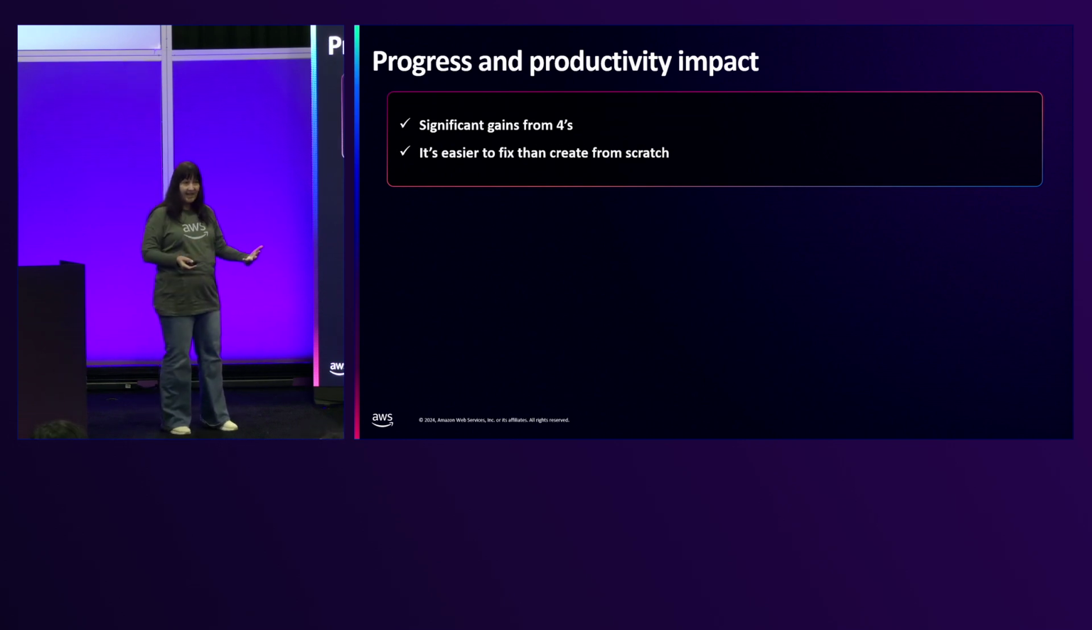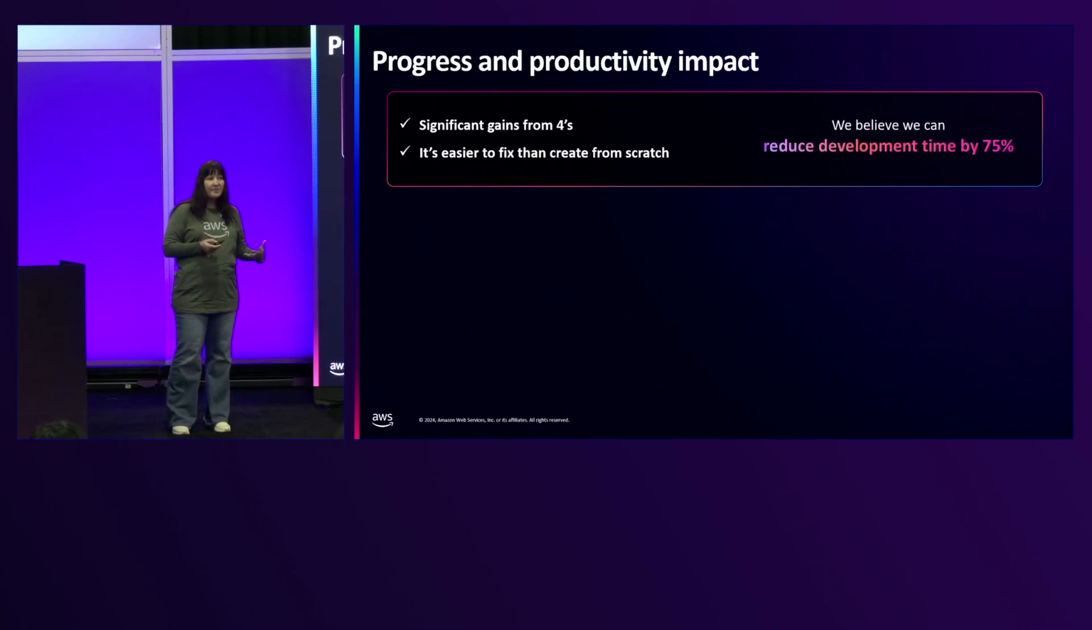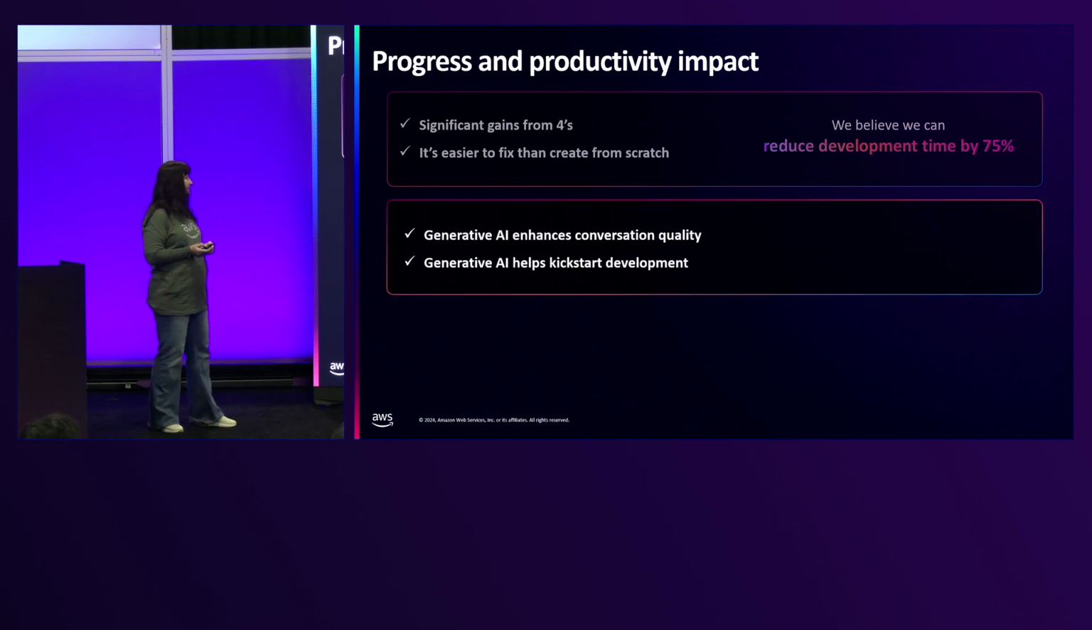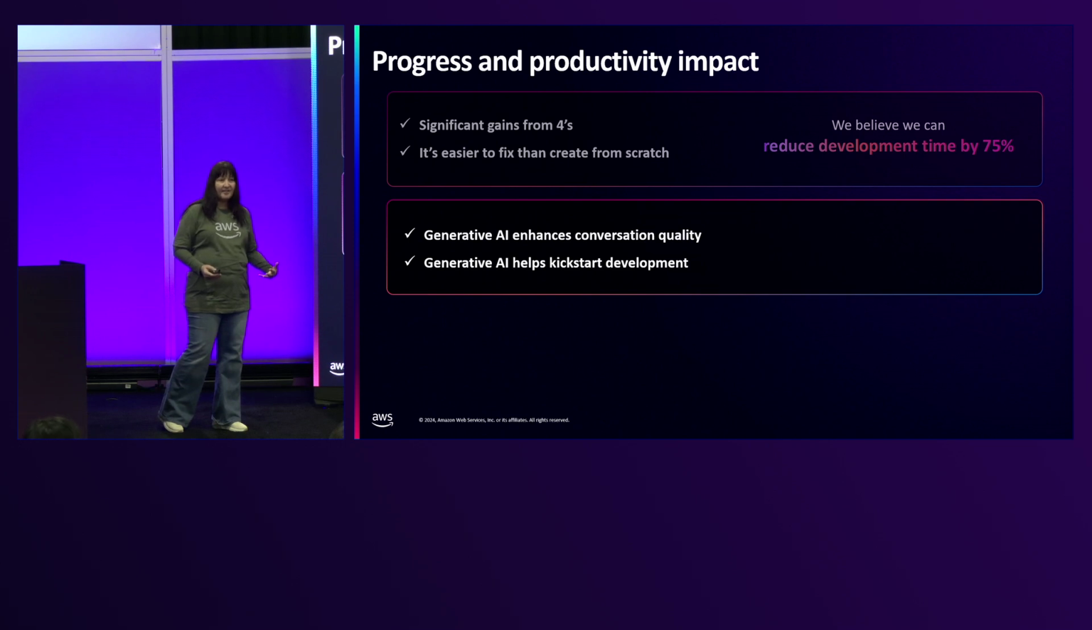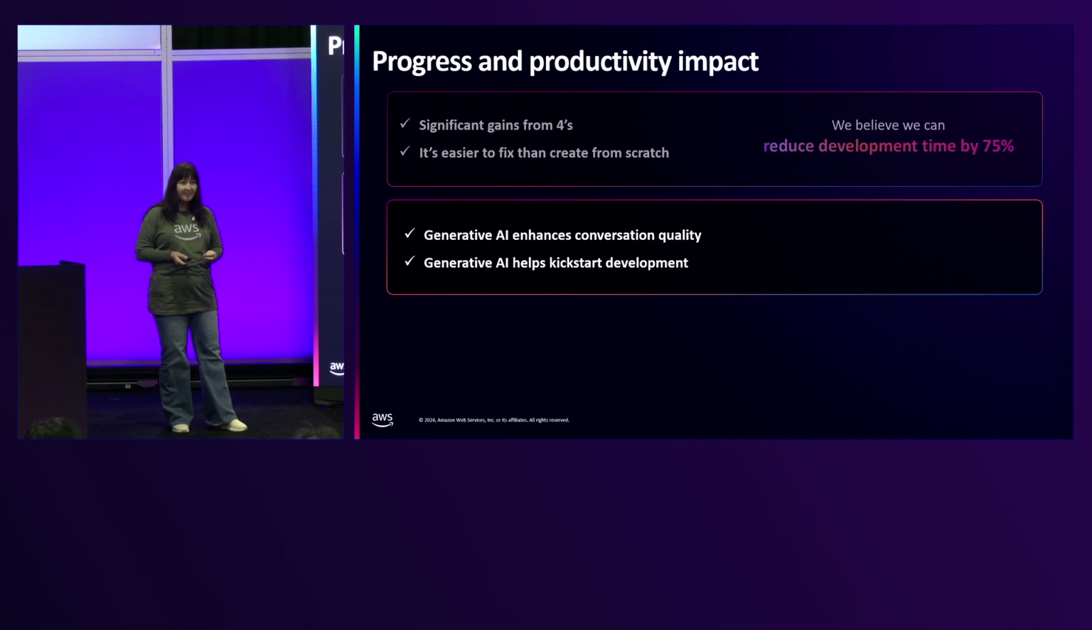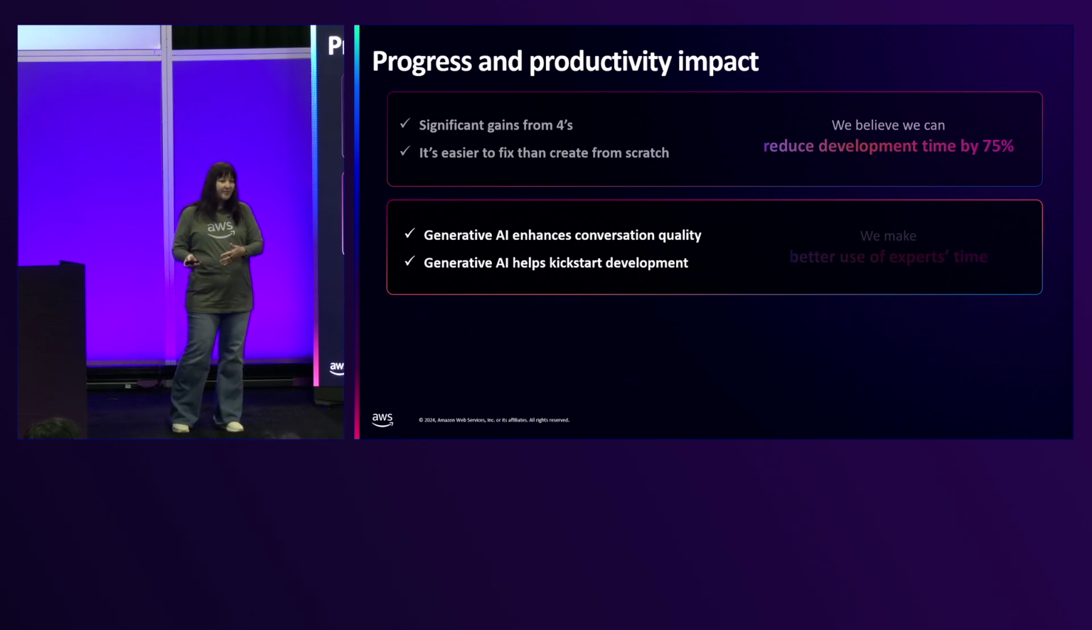We're seeing significant gains from scores of 4s. And it's easier to fix content than it is to create it from scratch. Using this approach, we believe that we can reduce development time by up to 75%. We're also having more meaningful conversations around content quality. We're diving deeper into the whys, analyzing what makes content effective, what areas need improvement. This is making better use of our experts' time.